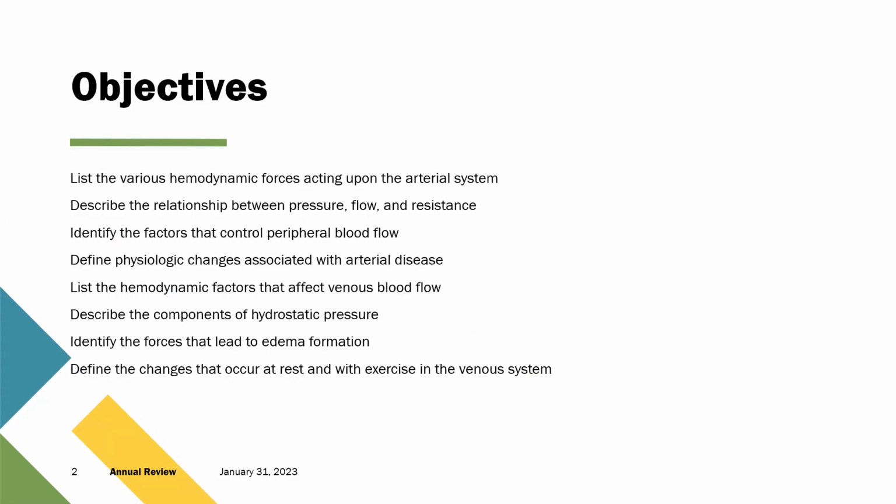Our objectives for today are to list the various hemodynamic forces acting upon the arterial system, describe the relationships between pressure, flow, and resistance, identify the factors that control peripheral blood flow, and define physiologic changes associated with arterial disease, while listing the hemodynamic factors that affect venous flow and describing the components of hydrostatic pressure, as well as identifying the forces that lead to edema formation and defining the changes that occur at rest and with exercise in the venous system.